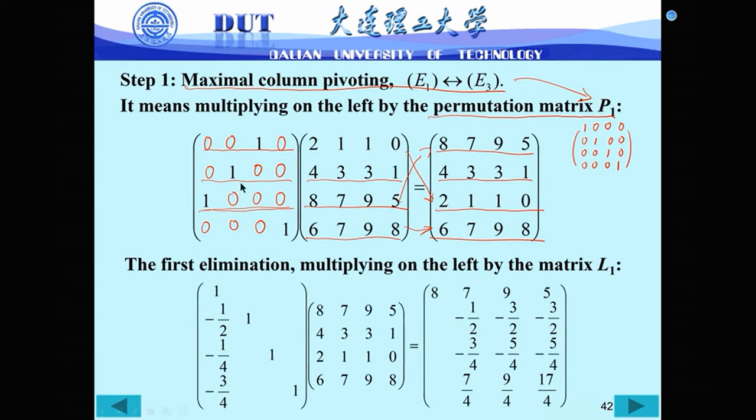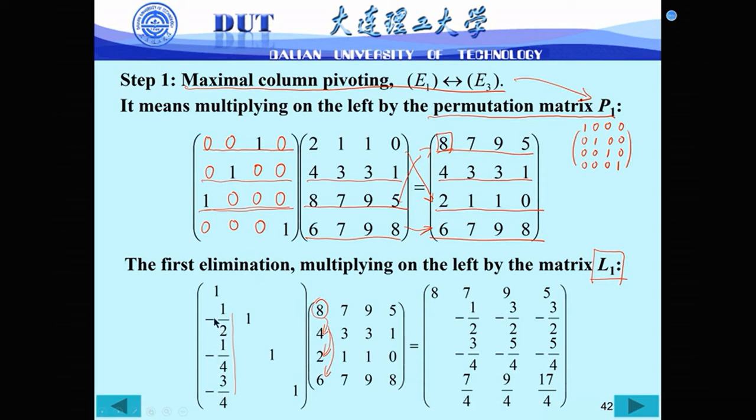Now continue. That means we choose the new pivot, 8. Now you see, 8 is the new pivot. Now we can consider the elimination. So that means we need to multiply by L1. Remember, L1 is a lower triangular matrix with 1s on its diagonal. In the first elimination, we use 8 to eliminate the 3 numbers in the first column, so we can put the 3 multipliers in the first column. Is it okay for you?